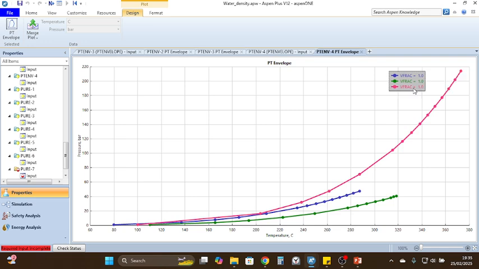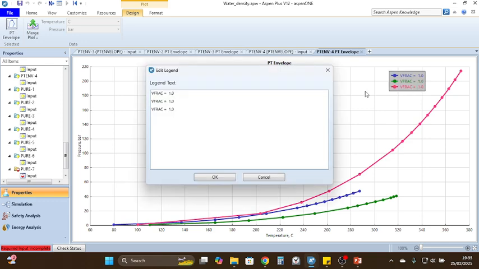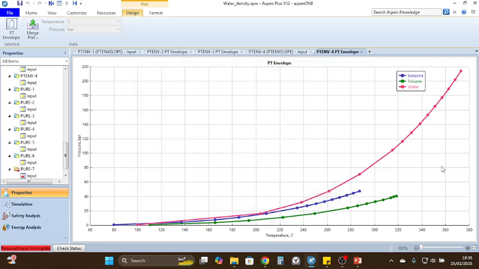Okay. Now the pink one, can I change the legend? This is for water. This is for toluene. And this is for benzene. Is there any doubt?